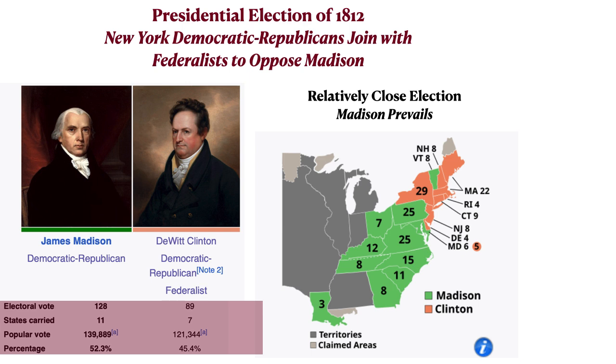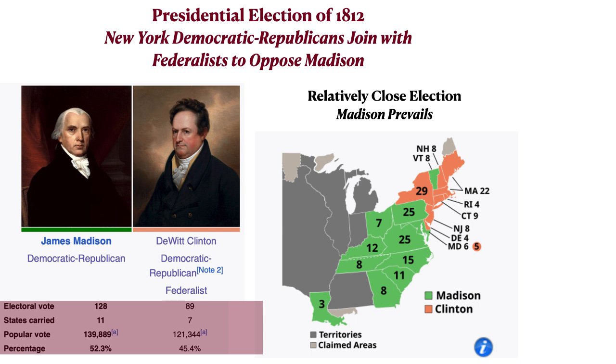They joined with the Federalists. They still lost, though, but you can see it's much closer. It's the last hurrah of the Federalists in league with the New York branch of the Democratic Republicans. But you could see James Madison still pretty handily won re-election in the Electoral College.